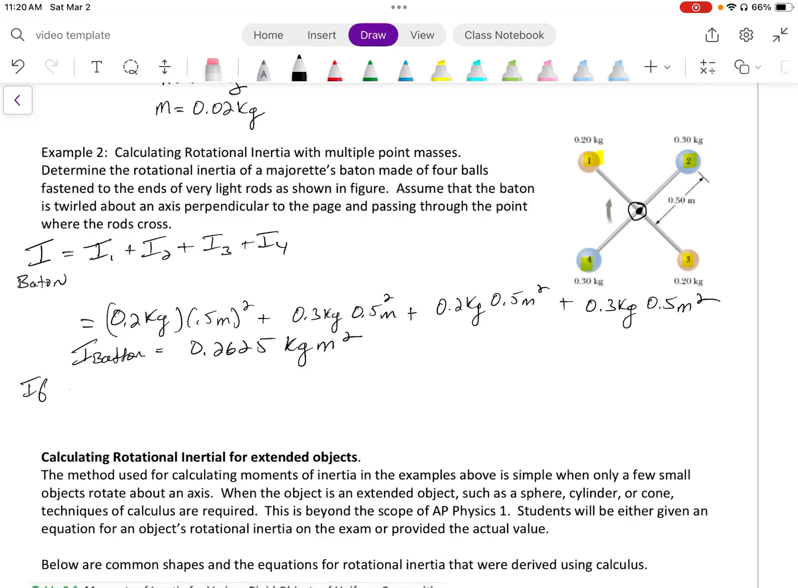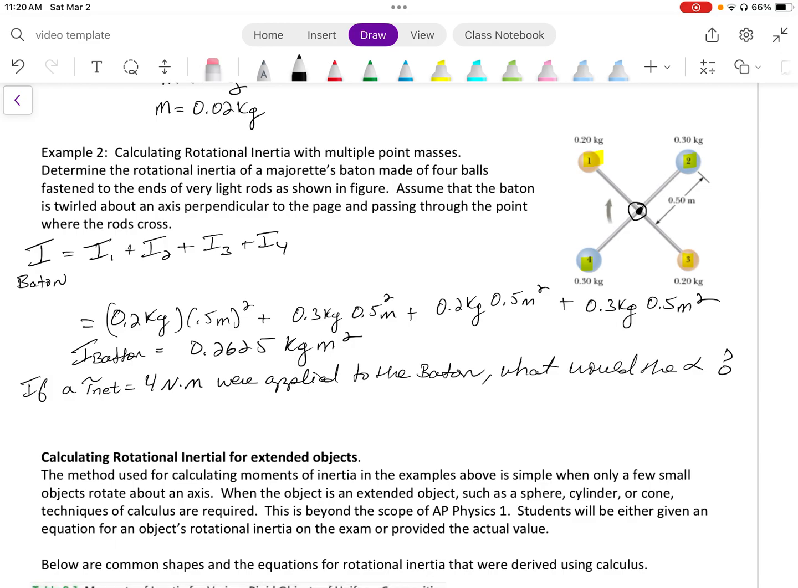Now I'm going to add another section to this question. If a net torque of 4 Newton meters were applied to the baton, what would the angular acceleration be?